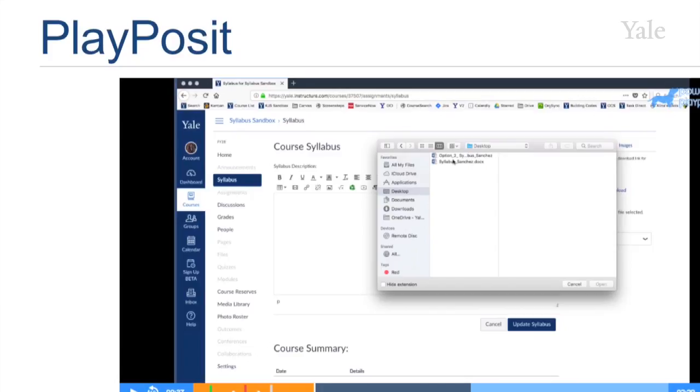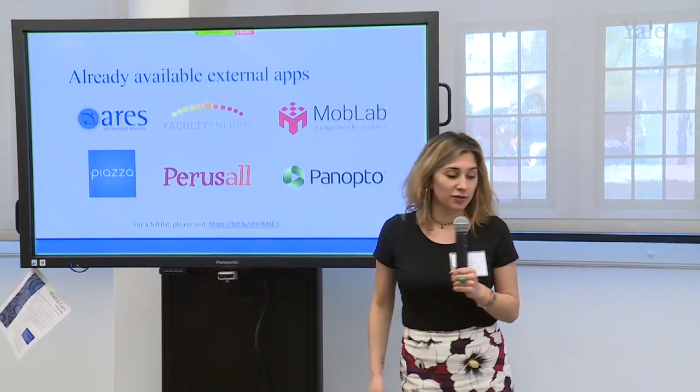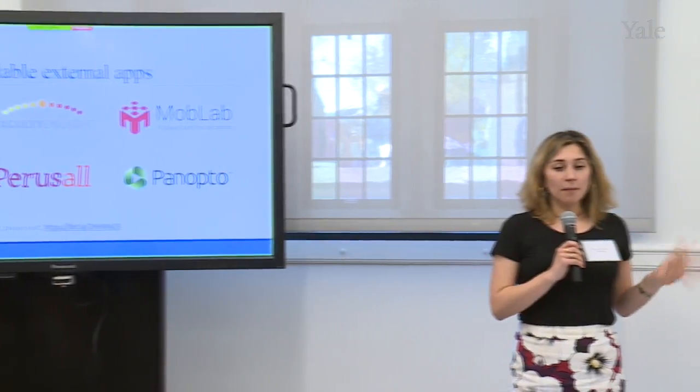There's just another picture of it. So already available in Canvas, in case you're curious. We have this available on help.canvas.yale.edu. And a lot of you already use Aries. It's course reserves. You may not even know it. Faculty Inlight connects you to the bookstore.